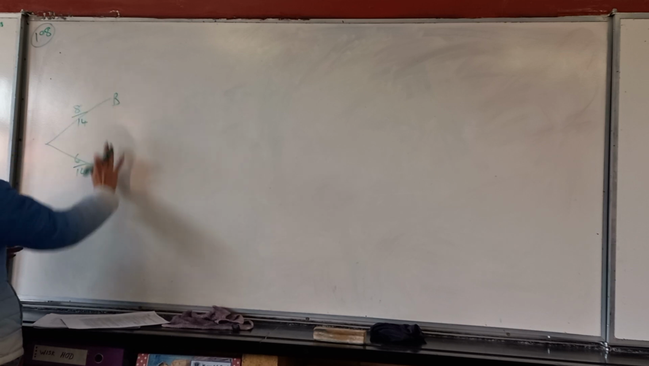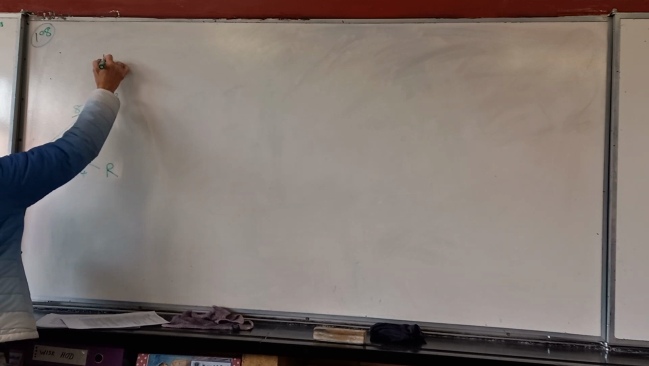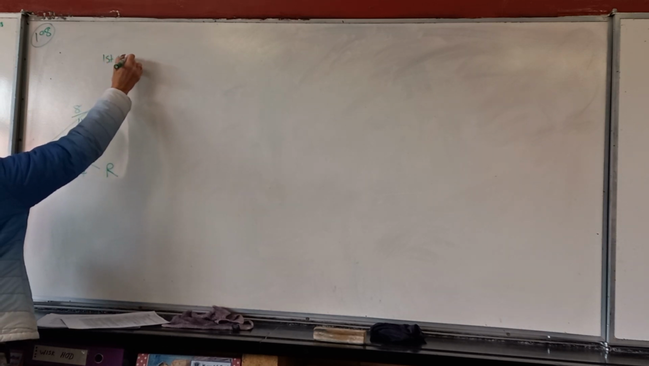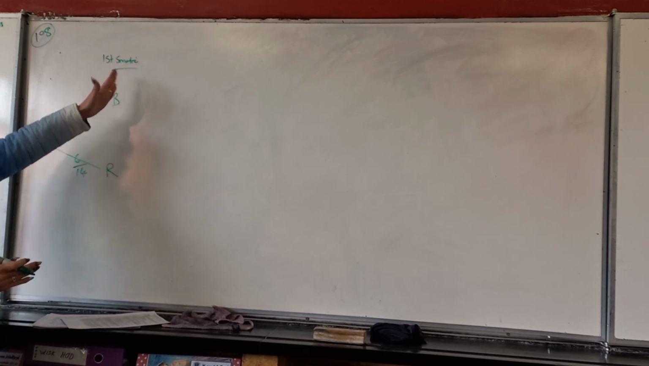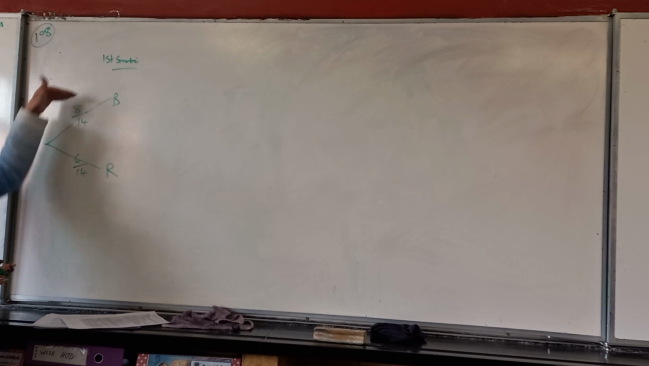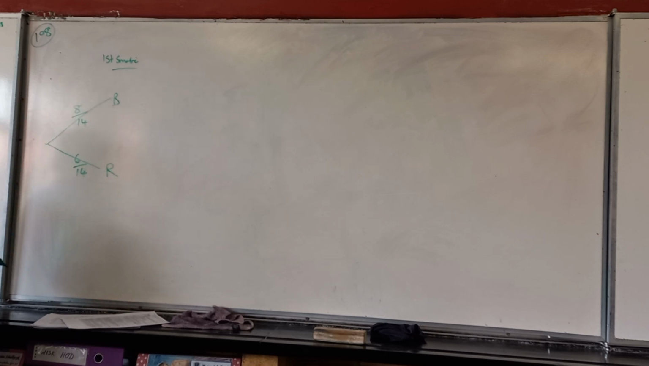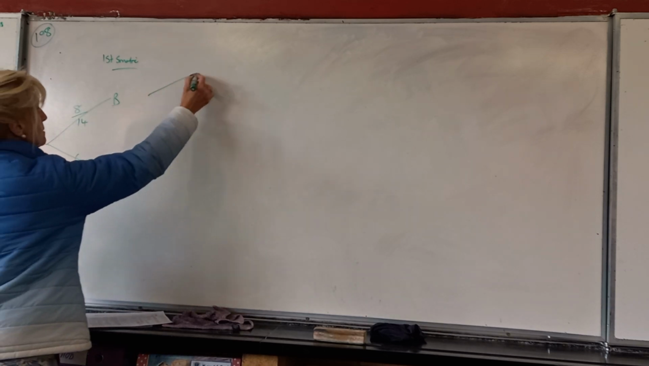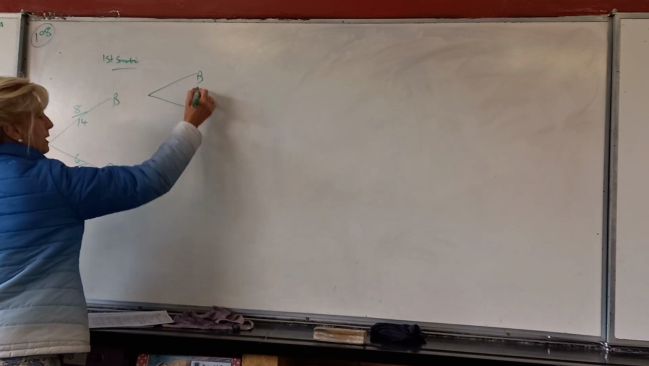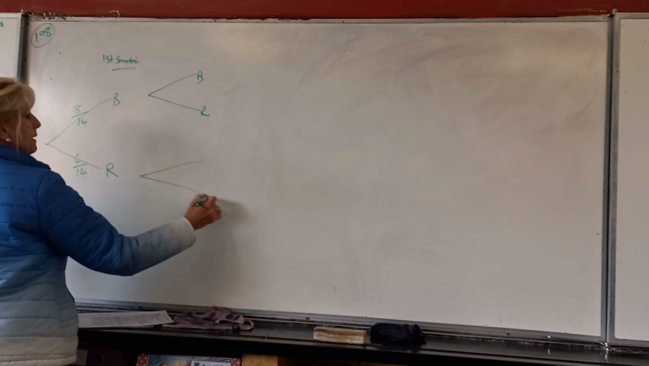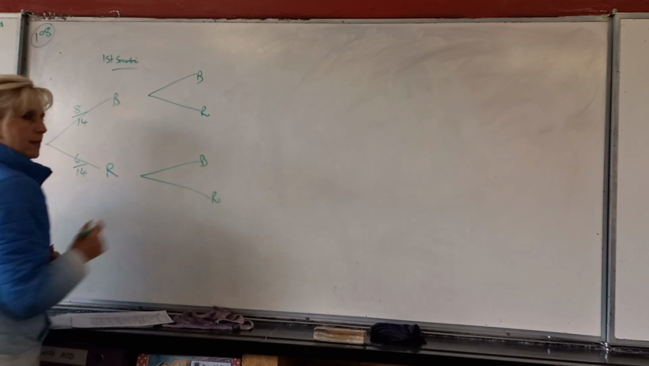Now, what is this outcome? This is the first Smartie that you're eating. You either have a choice of blue and red, and the choices are 8 out of 14 and 6 out of 14. Then you have a second Smartie to choose from. It's still going to be blue and red.